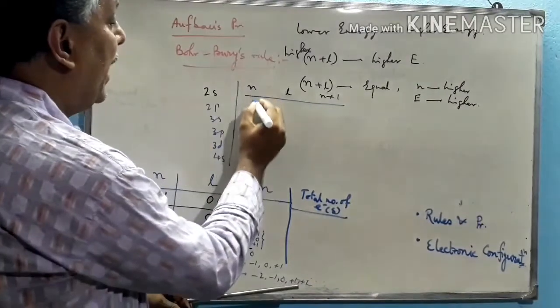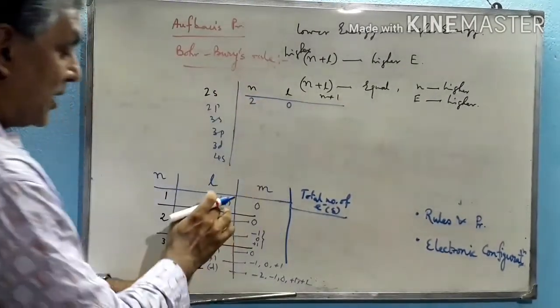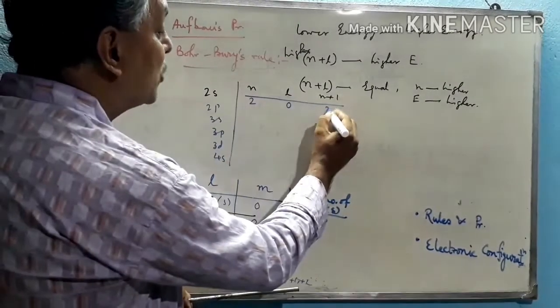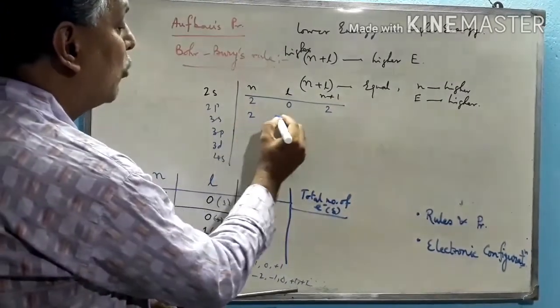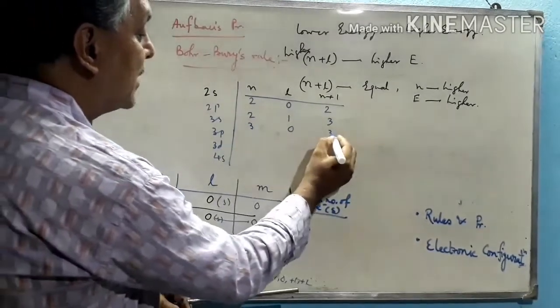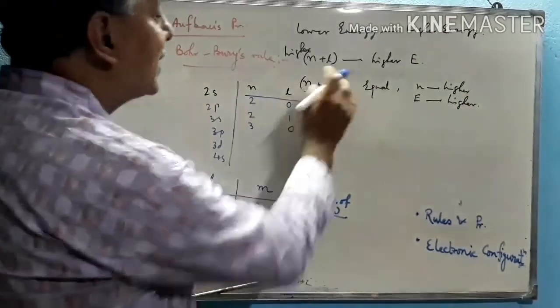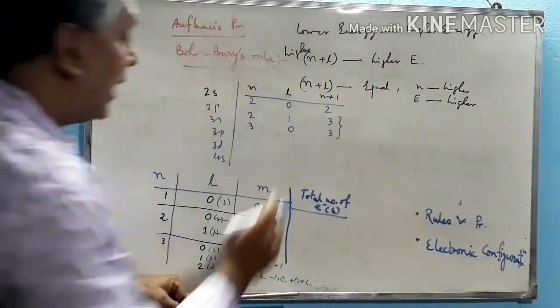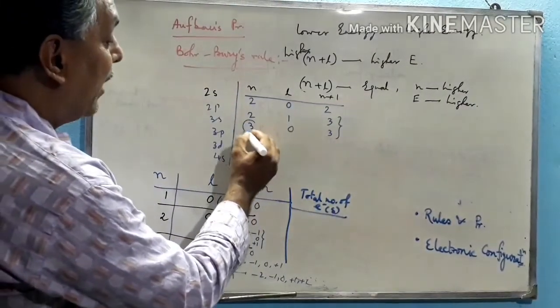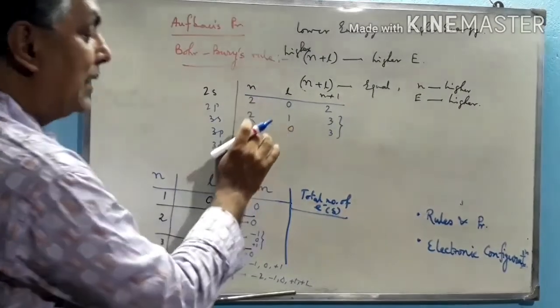Suppose for 2s subshell, n equals 2, l equals 0. For s subshell we know that l equals 0, so 2 plus 0 means 2. For 2p, 2 plus 1, that means 3. For 3s, 3 plus 0, that means 3. For these two subshells, the n plus l values are equal. But we know that the higher the value of n, the higher the energy. So 2p will be filled first and then 3s.